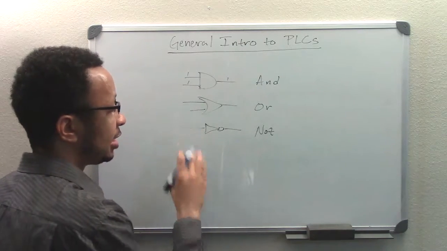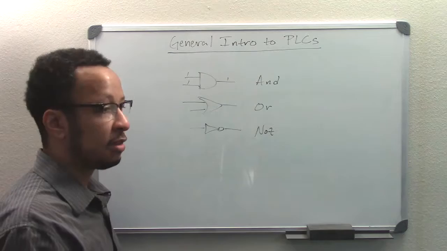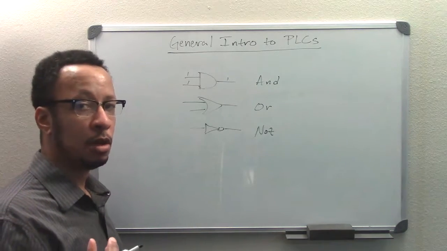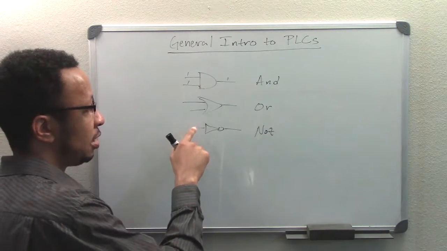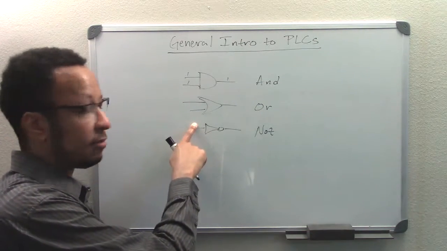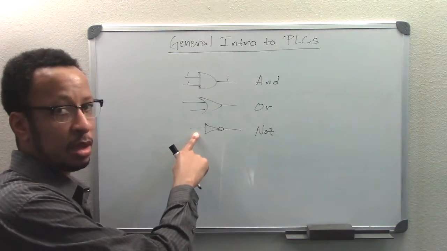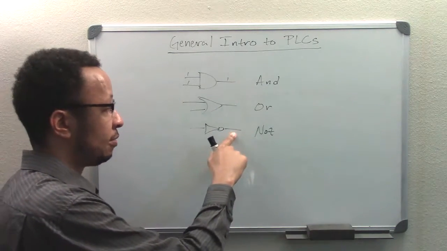The NOT gate is also called an inverter. All it does is the opposite of what you put into it. So if I put in an ON state, a 1 here, it's going to invert it and give me a 0 here. If I don't put anything here, it's going to give me a 1.